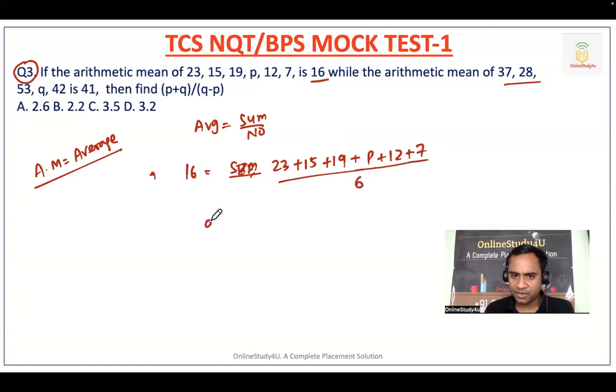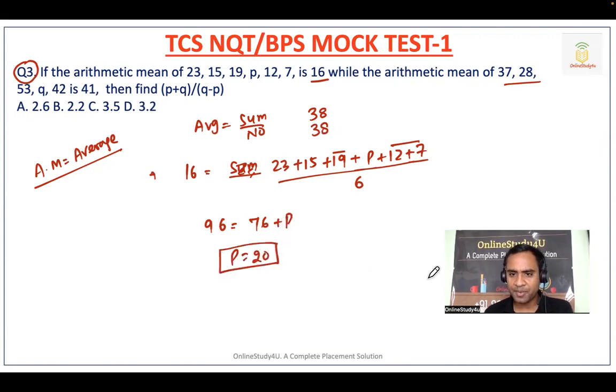Now, 16 into 6 is 96. So here you see 12 plus 7 is 19. 19 plus 19 is 38. And this is also 38. So this will become 76 plus p. So the value of p will become 20, right?